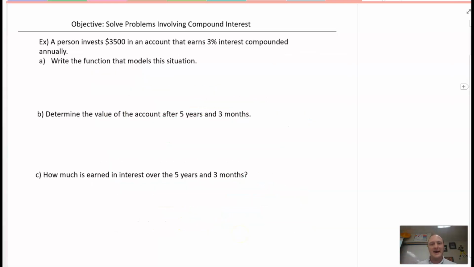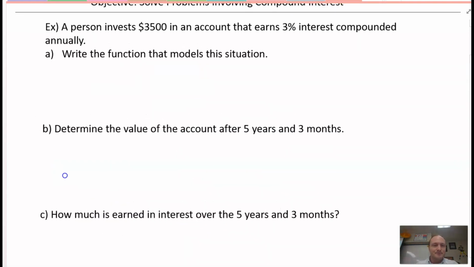Okay, let's look at an example. A person invests $3,500 into an account that earns 3% interest compounded annually. They want us to write a function that models the situation. I always tell my students, make sure you identify the information that's given here. We're told that a person invests $3,500. That is the principal amount. We're also told that the interest rate is 3% and that this is compounded annually.